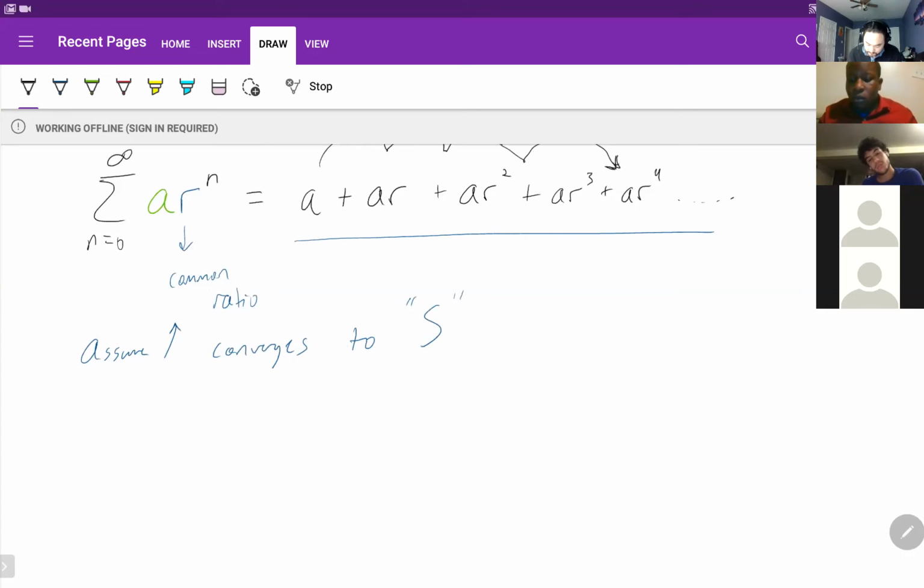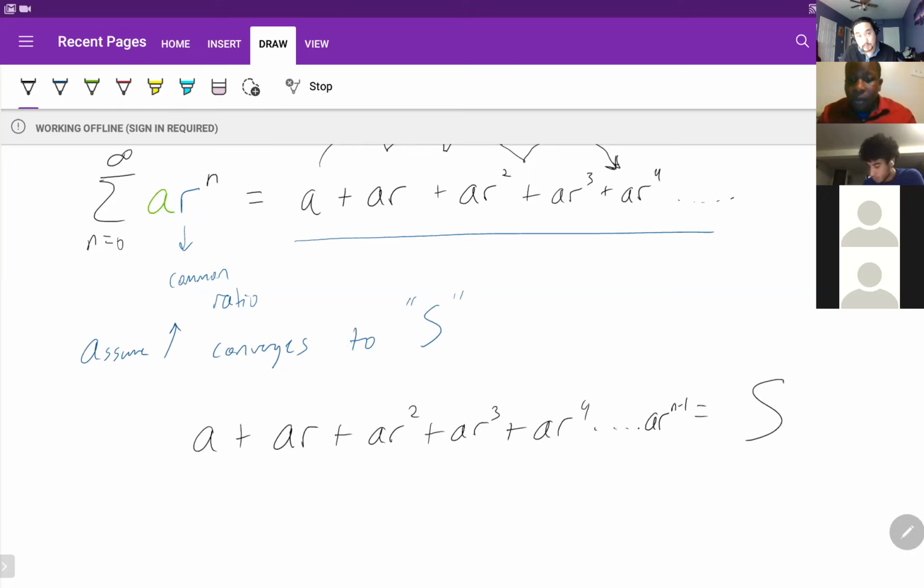So watch, here we go. I'm going to rewrite it. A plus AR plus AR squared plus AR to the 4 is equal to S. And in fact, this is going to go all the way to some really big number, the exponent. I'm just going to call it n. We're just going to stop at some n value.